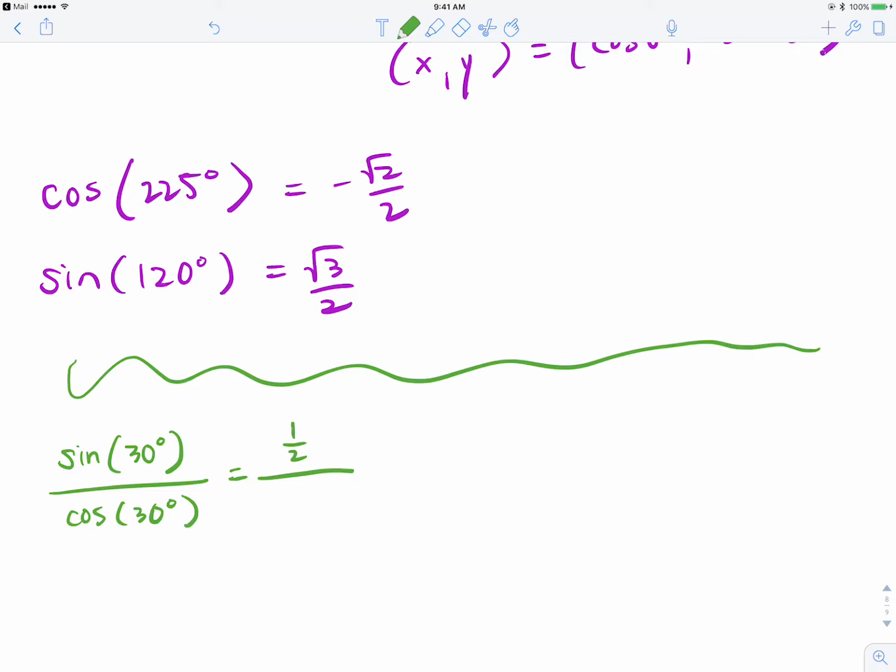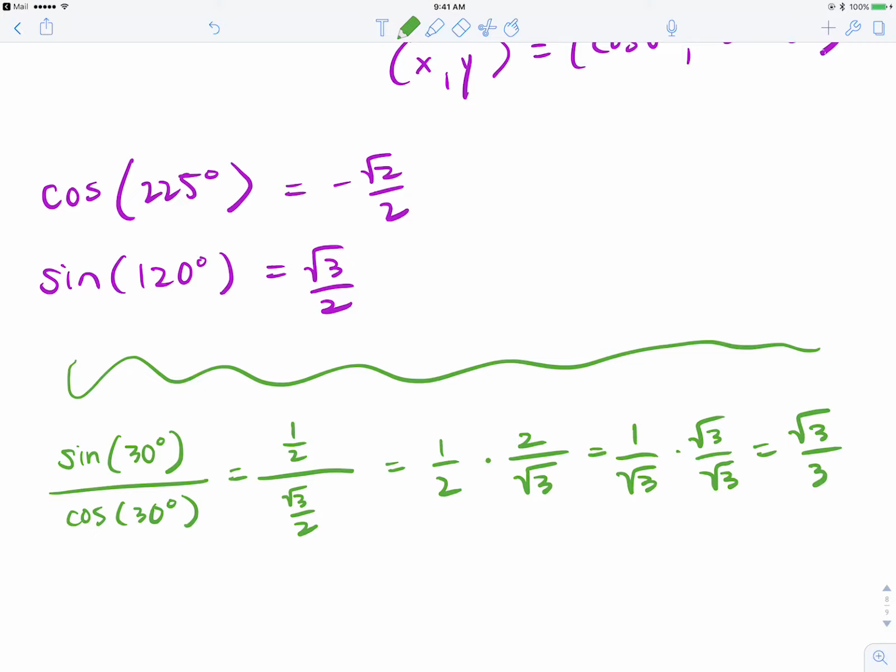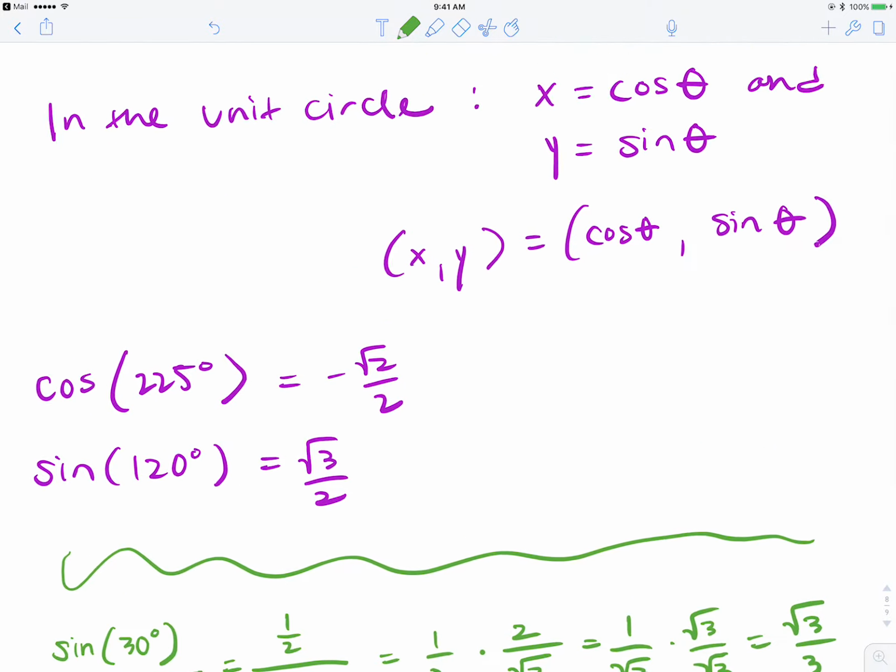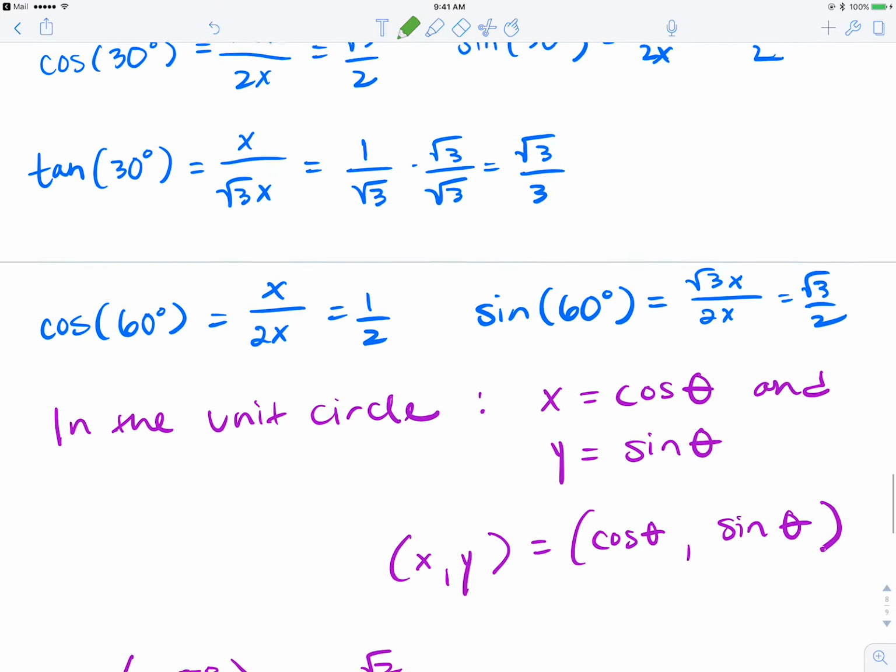And then what was cosine of 30 degrees? Root 3 over 2. So that's saying 1/2 times 2 over root 3, which is 1 over root 3. That's the tangent. That's also equivalent to tangent of 30 degrees, right? We had already found that using right triangle trig up here.